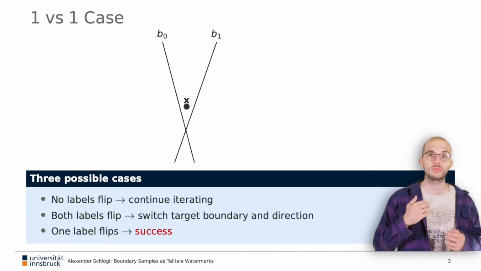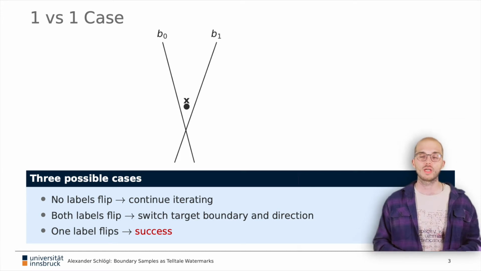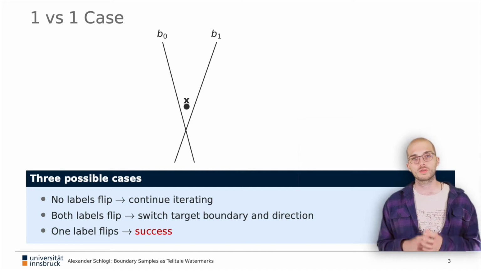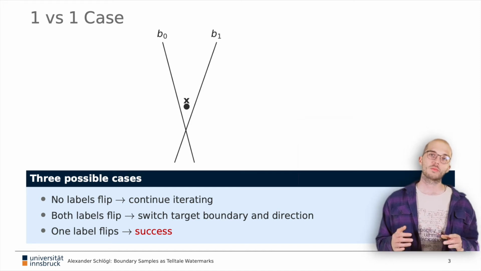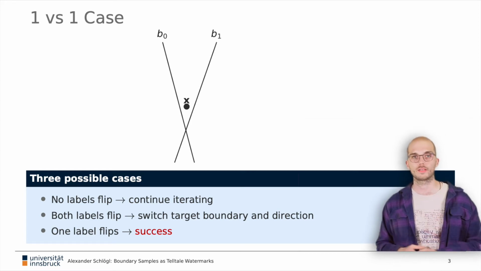Once we hit the area between the decision boundaries, the two microarchitectures report differing labels and we have generated a boundary sample. Through smart choice of the target gradient, this approach can be extended to identify one microarchitecture out of n candidates.